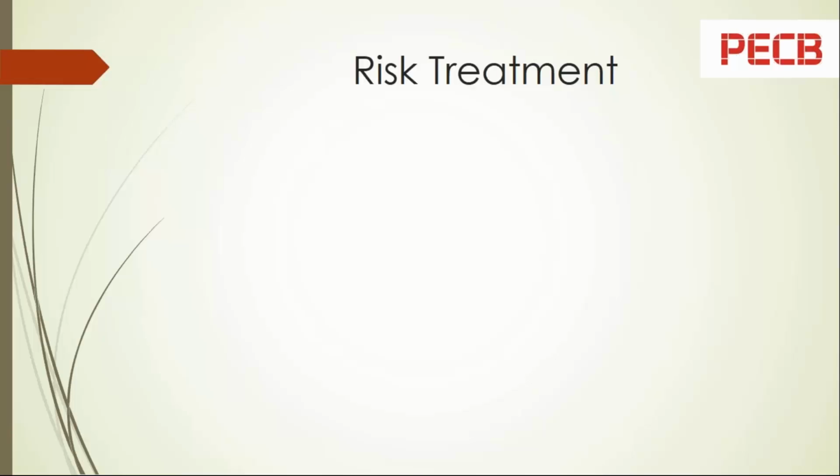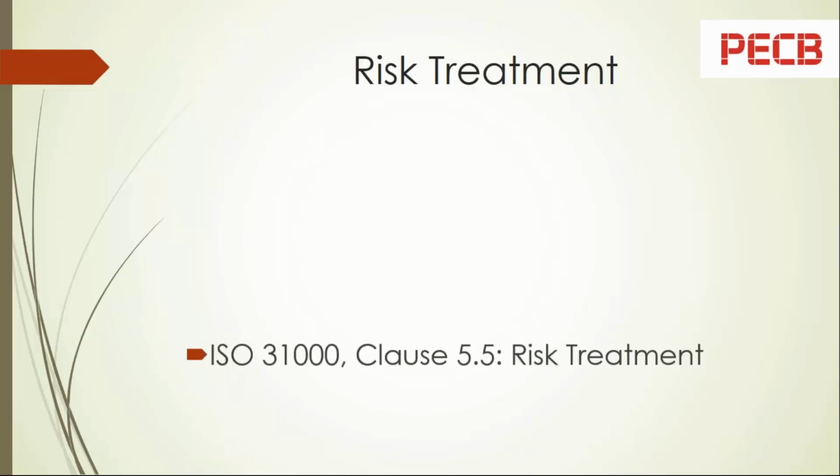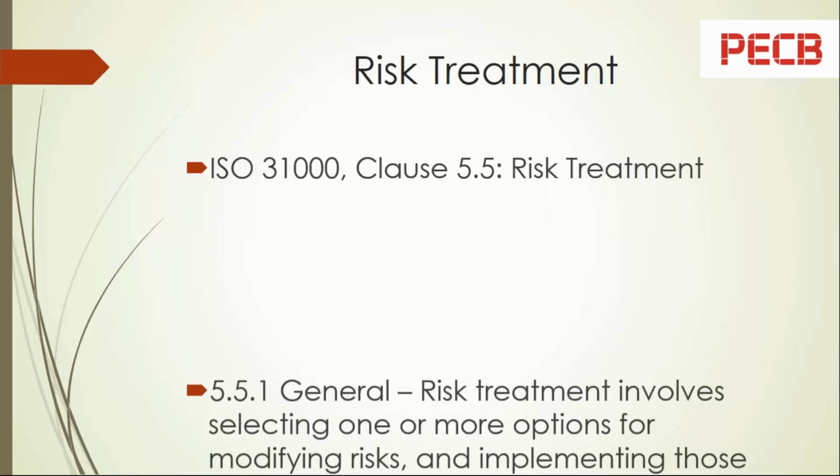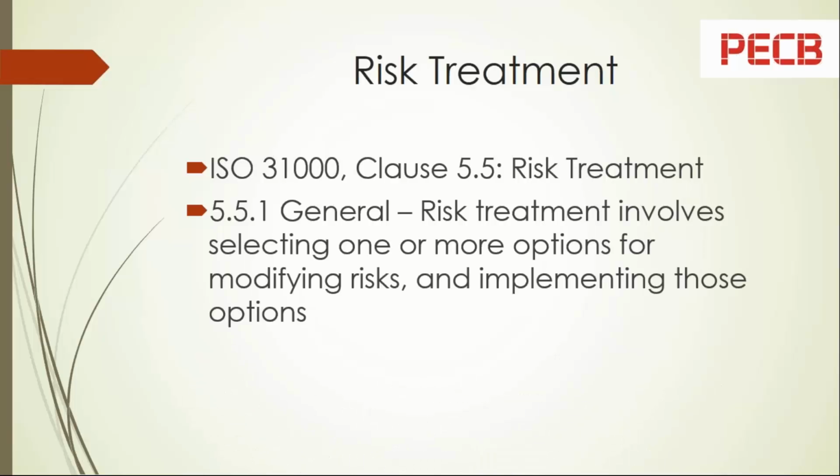Let's then look at risk treatment in depth. ISO 31000, clause 5.5 speaks to risk treatment. 5.5.1, general, says that risk treatment involves selecting one or more options for modifying risks and implementing those options. Modify refers to whether or not we're going to modify likelihood or impact.